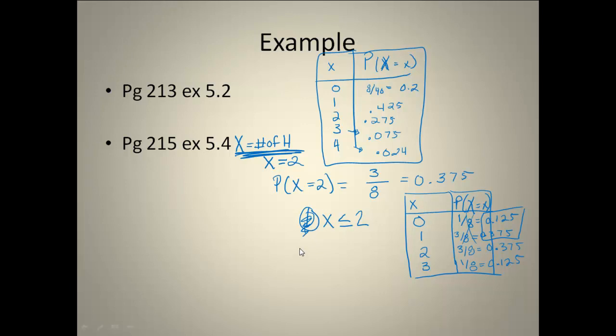Part E is where they want us to find the probability. Well, from my probability distribution that we did in part C, I can find my probability of being 2 or less by adding my probability of getting 0, 1, or 2. When I add all those up, I end up getting 0.875. So part E is 0.875.